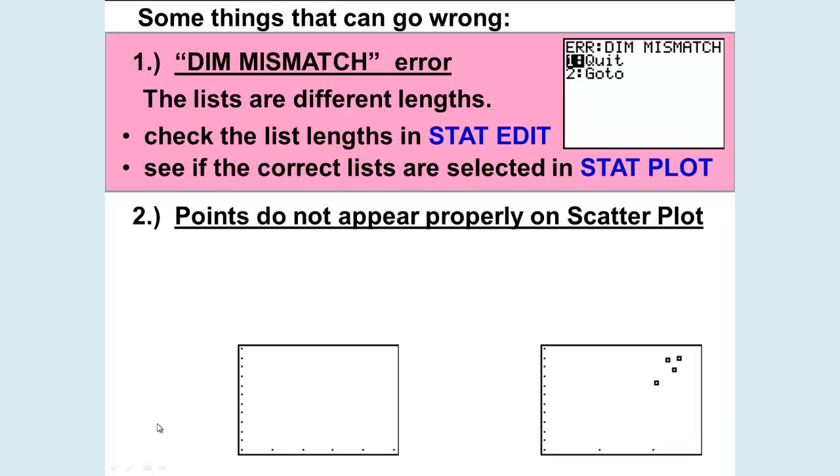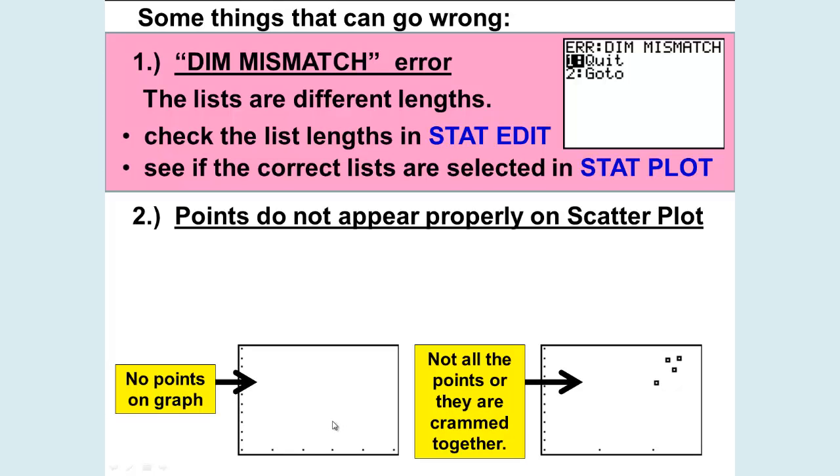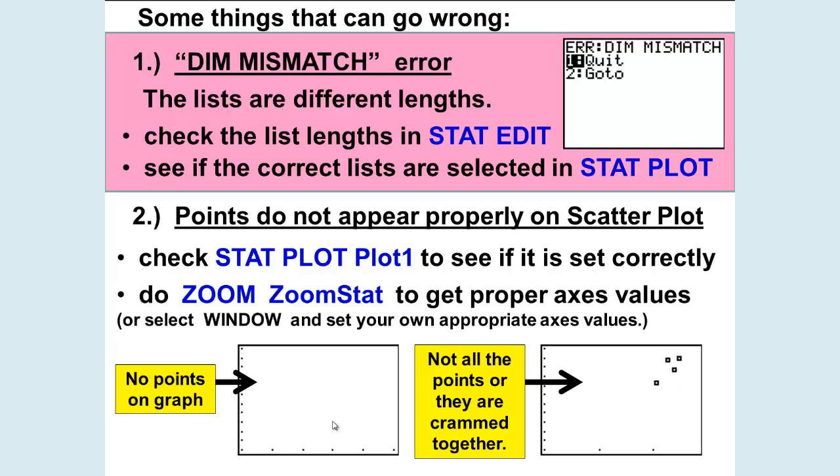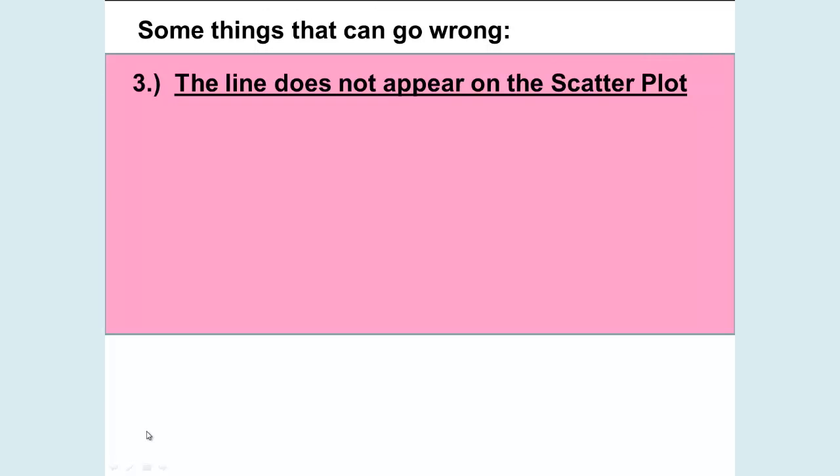Another problem that happens is that points do not appear properly on your scatter plot. No points on the graph, or not all the points appear, or they're crammed together. Check the stat plot and plot 1 to see if it's set correctly, and then do zoom and zoom stat to get proper axis values, or you could reset your window on your own for the appropriate axis values, and those are some corrections.